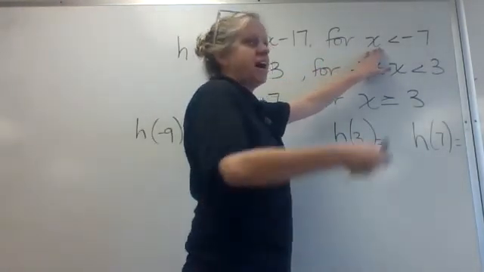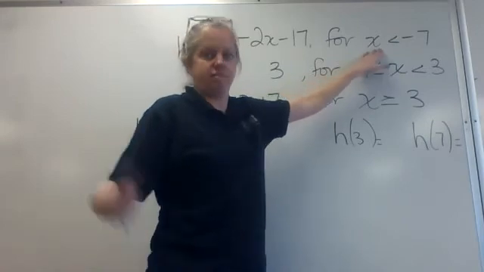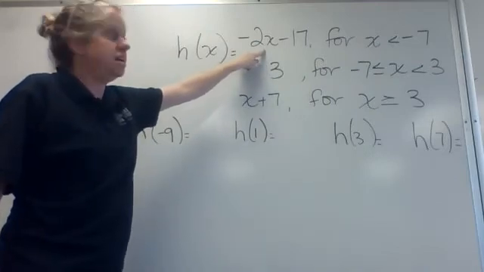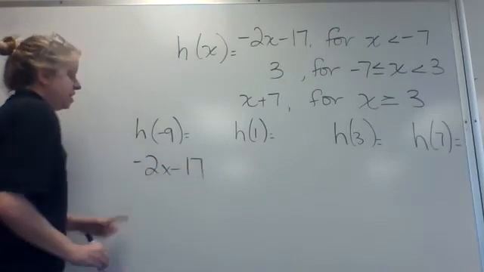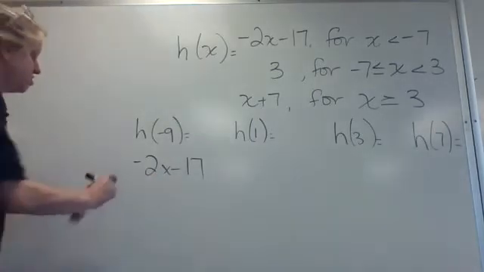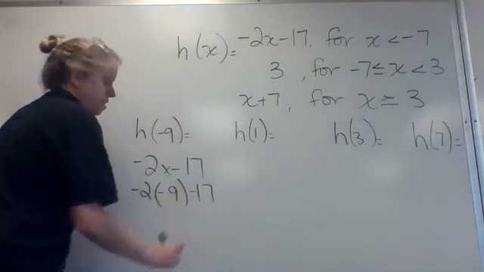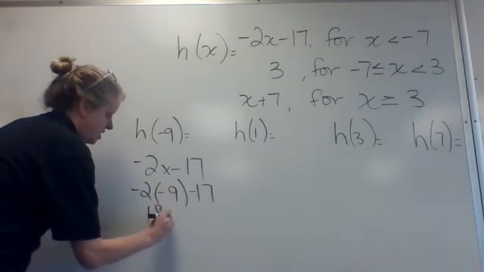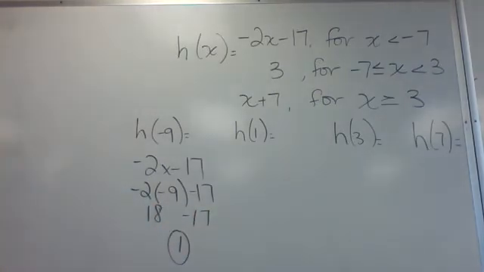So -9 on the number line, is -9 less than -7? Yeah, because it's more negative, right? Which means it's less than. So I'm using this piece, -2x minus 17. And then I actually plug it into that x. So if I do that, I have -2 times, plug in -9, minus 17. So -2 times -9 is 18 minus 17, which is 1.